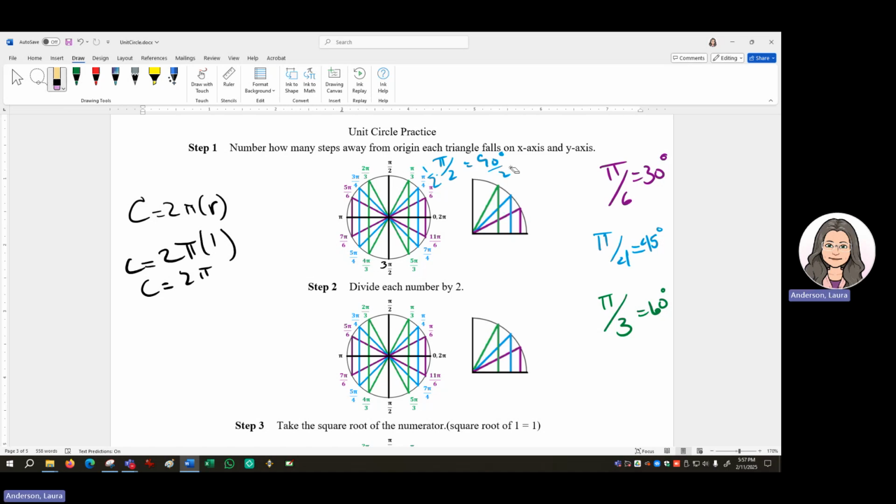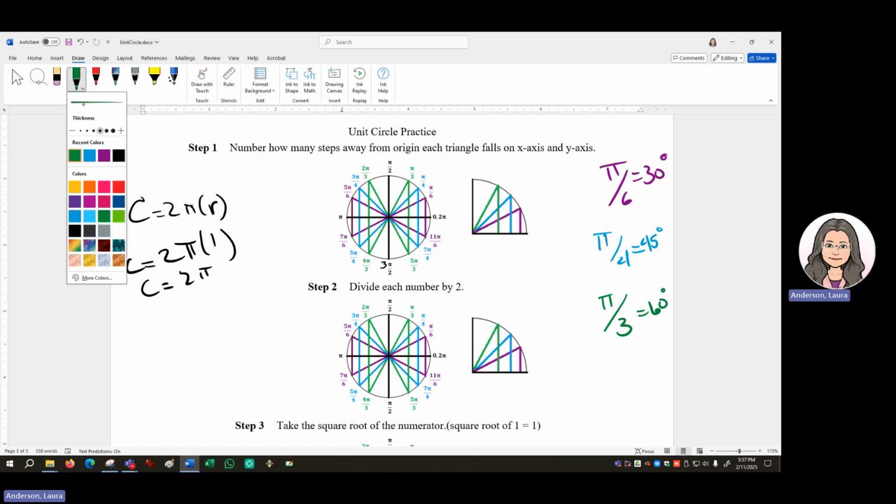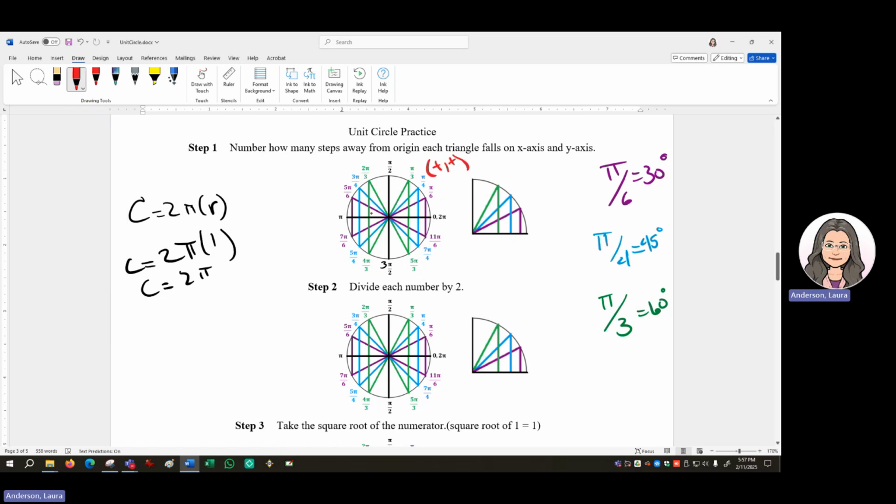The only thing we have to account for is where these angles end up, where they land. What we end up doing is remembering that if we land in the first quadrant, we have a positive x and a positive y. If we're in the second quadrant, we went to the left and then up, so a negative x and a positive y. If we're in the third quadrant, we have a negative x and a negative y, because we went over and then we went down. And if we're in the fourth quadrant, we have a positive x, we went to the right, and a negative y.